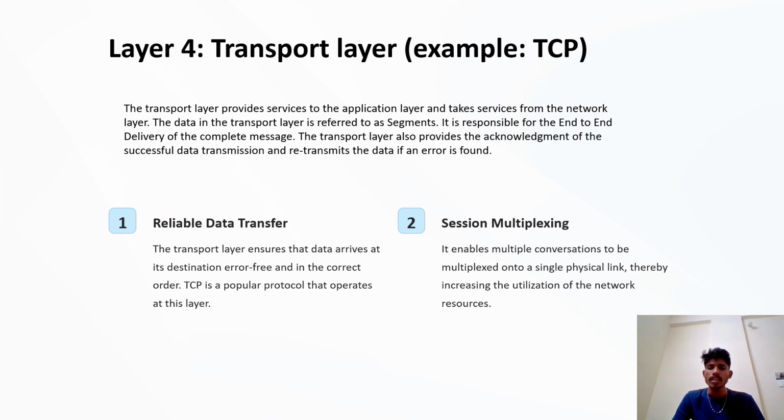Session multiplexing. It enables multiple conversations to be multiplexed onto a single physical link, thereby increasing the utilization of the network resources. So this was all about layer 4, transport layer.